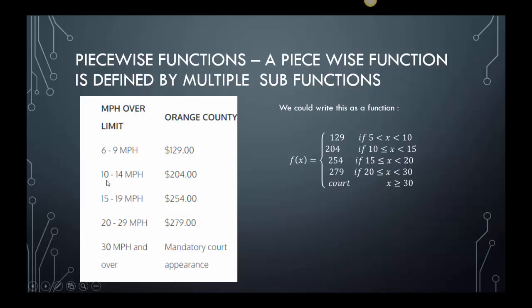But say you did go between 10 and up to 15 miles an hour over the speed limit, which is what I show over here, then you're going to pay $204. If you go 15 all the way up to 20, so that's what I put over here, there's a $254 charge. From 20 to 30, then you pay $279, and then over that, you're going to court. So they don't even quantify that with a number.